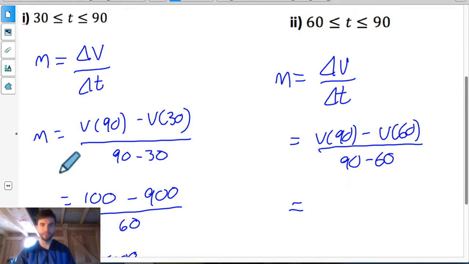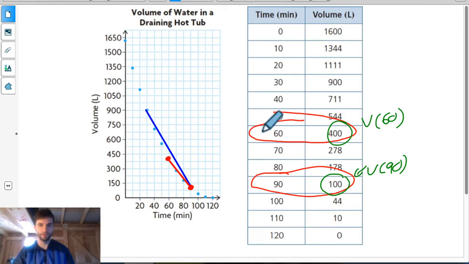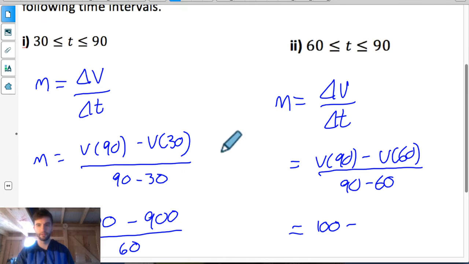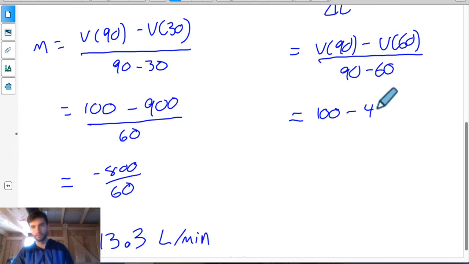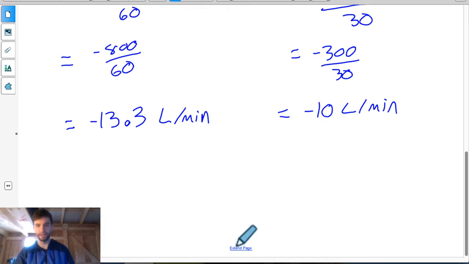And then we can just sub in from the table of values the proper values for V at 90 and V at 60. So V at 90 I know is 100. And let me look back to figure out what the volume at 60 minutes was. The volume at 60 minutes was 400. And this is over 30, so I have negative 300 over 30. So that's just negative 10 liters per minute. So it's losing slightly fewer liters per minute over that next interval.